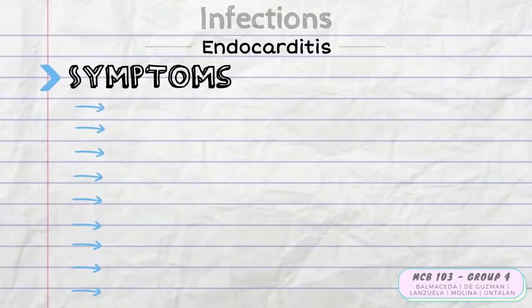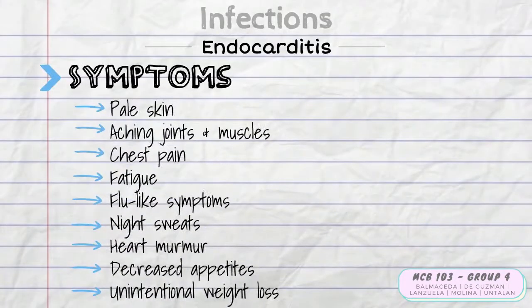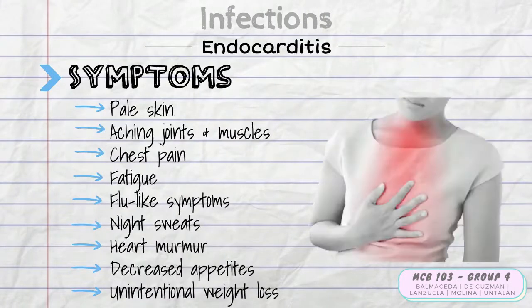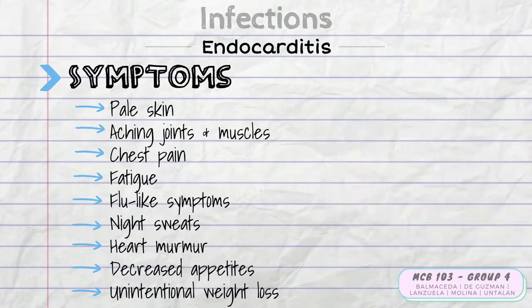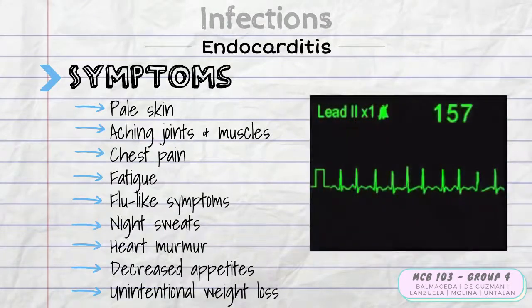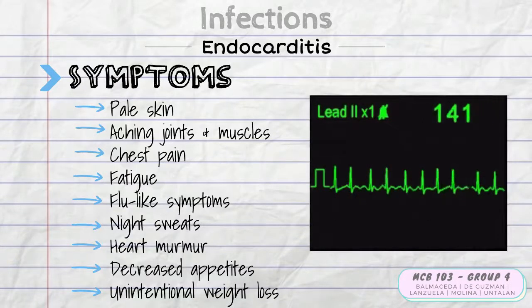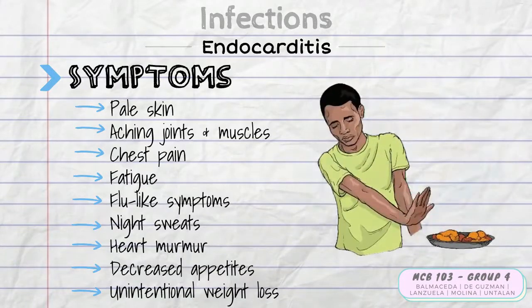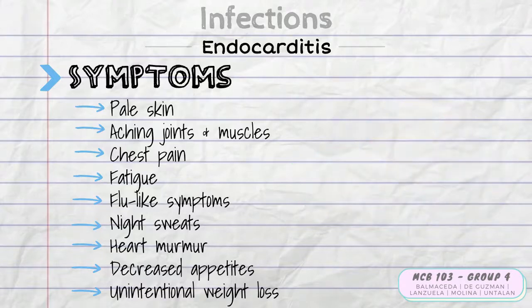Some of the common signs and symptoms of endocarditis are pale skin, aching joints and muscles, chest pain during breathing, fatigue, flu-like symptoms, night sweats, heart murmur or the abnormal heart sound of turbulent blood flow through the heart, decreased appetite, and unintentional weight loss.